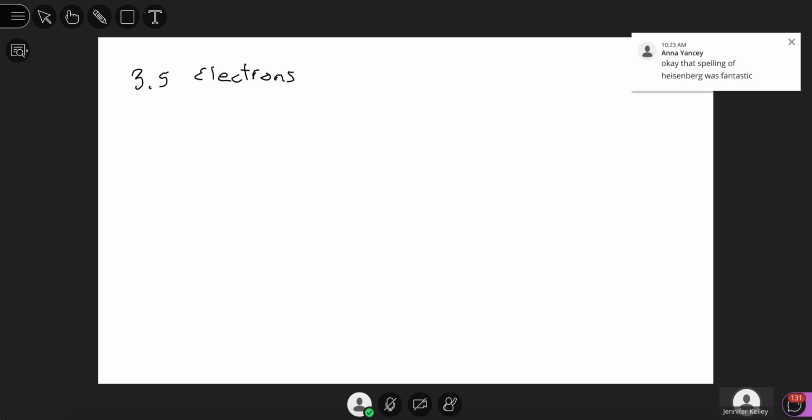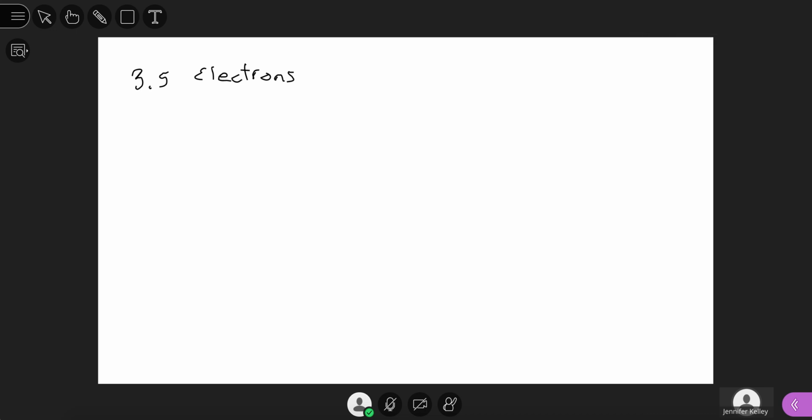In the previous sections, we were talking about electromagnetic radiation. So we were talking about light. And now in this section, they're talking about electrons. And they're saying that electrons have the same properties as light.